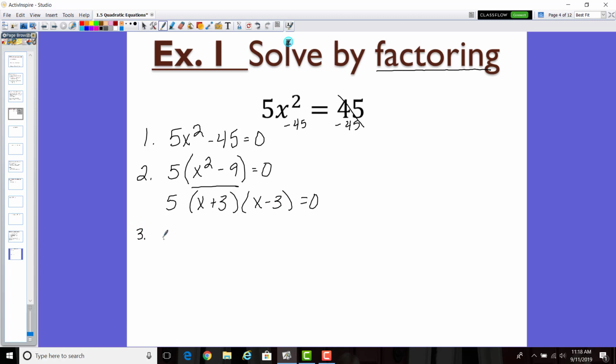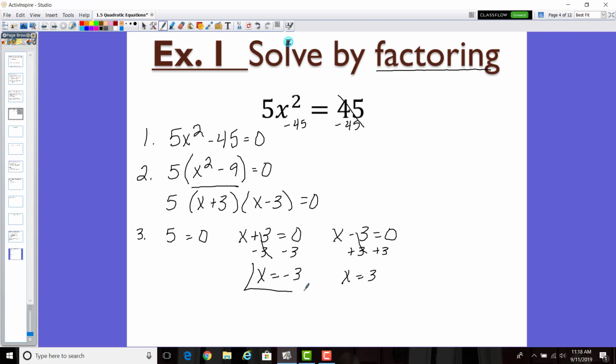Once I've factored completely, I'm going to set all of my factors equal to 0. 5 is a factor, x plus 3 is a factor, and x minus 3 is a factor. This one I can't solve, so that's not going to give me a solution for x, but this one I can solve by using inverse operations, and this one I can solve by using inverse operations. So the solution to this equation has 2 values: x equals -3 and x equals 3.